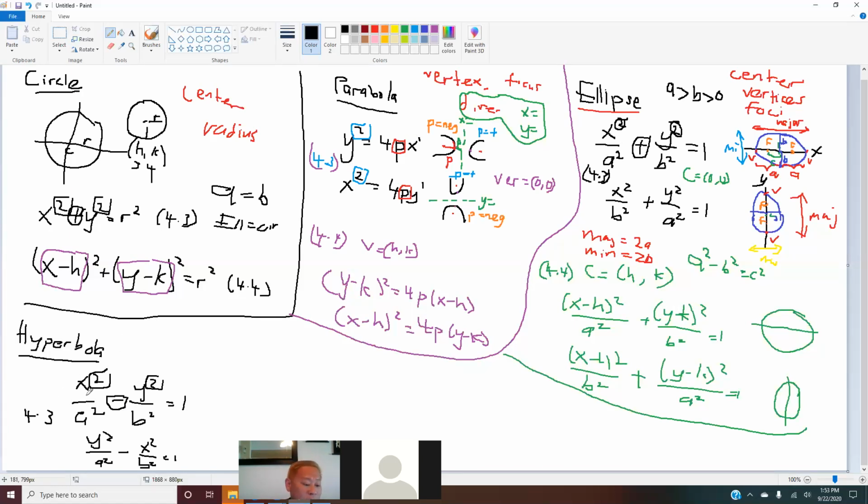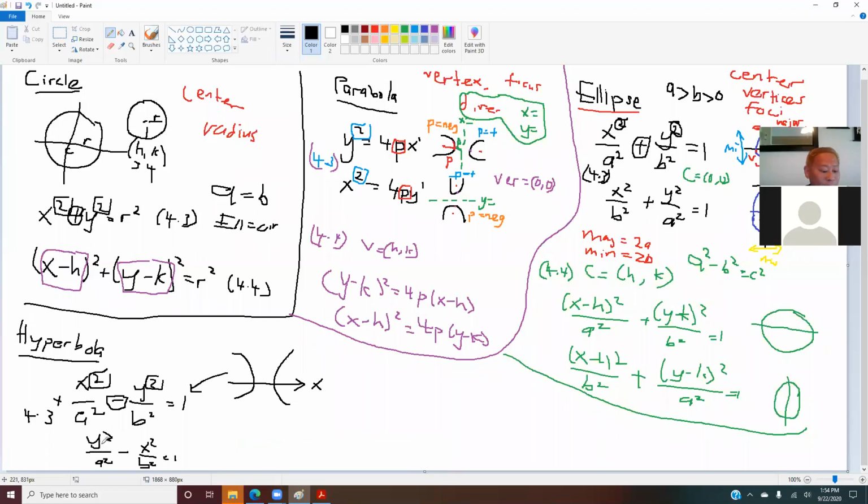You know that this term is a positive term, right? And then this term is a negative term. The one that has a positive term is where it goes. So for example, this one is on the x-axis because the positive is on the x. Okay. So your hyperbola in this case will be going sideways on the x-axis. For the other one, because your positive is a y square, it's going to be on the y-axis. So your hyperbola will go up and down. You guys with me here so far?